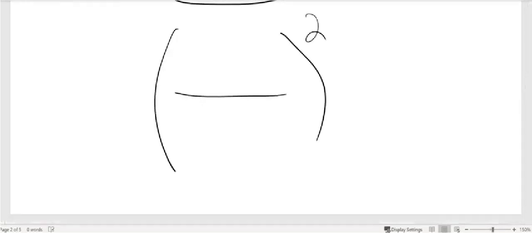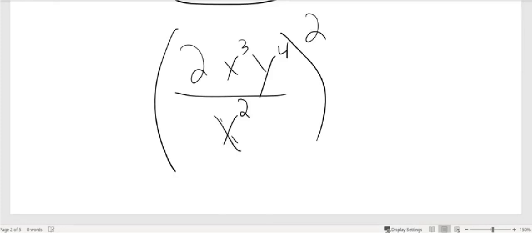So we are going to start combining some rules here. 2 times x to the power of 3, y to the power of 4, all over x to the power of 2, all to the power of 2. Now, you can do a couple of things. You can distribute the 2 out in the beginning. I don't care. But I usually recommend to always work inside the parentheses first. Work inside the parentheses, then bring in the exponent. That's my recommendation for this problem.